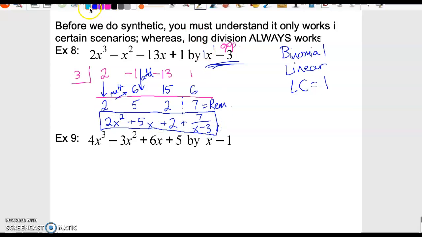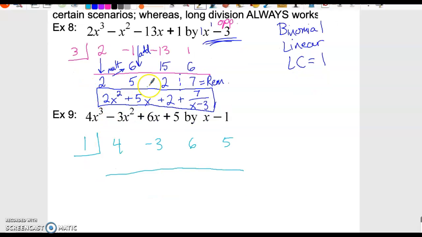And when you get a lot of practice, this happens really quickly. So put the opposite in the box. 4, -3, 6, 5. And just like what I did in the previous problem, if you ever skip a term, you need to write a 0 down, to hold the place.